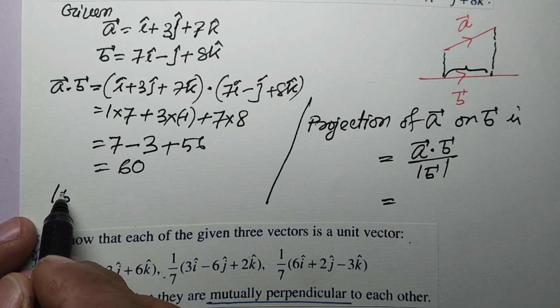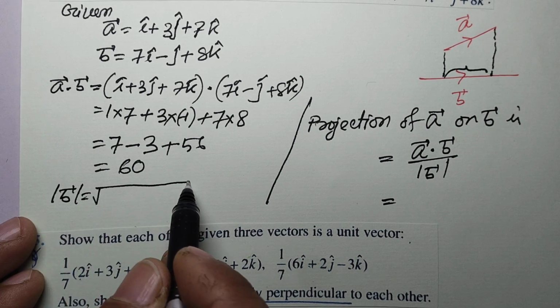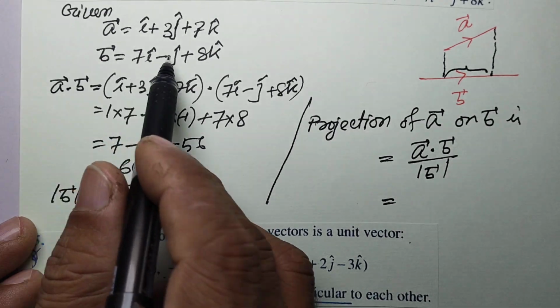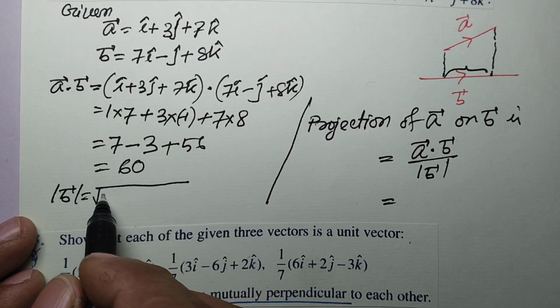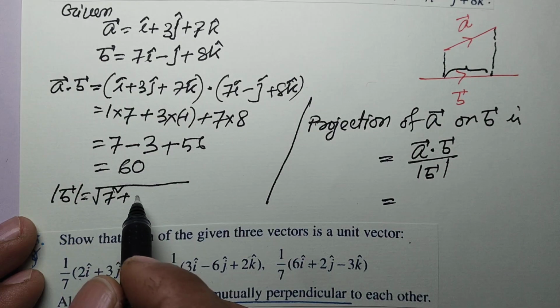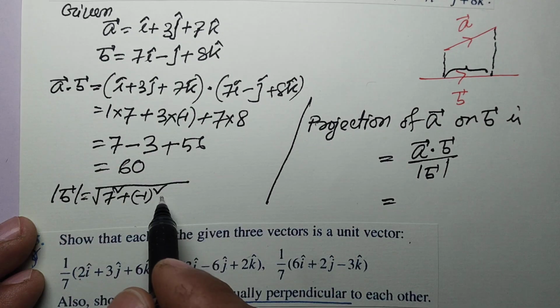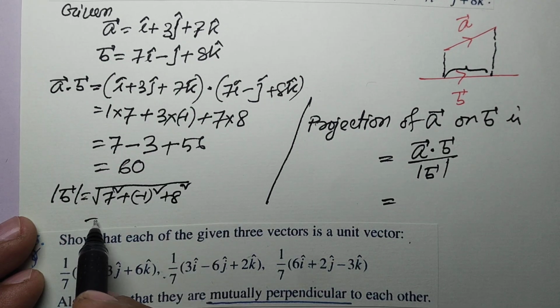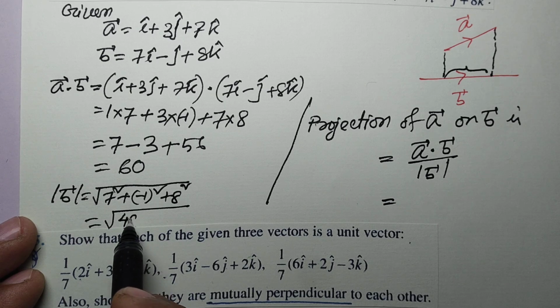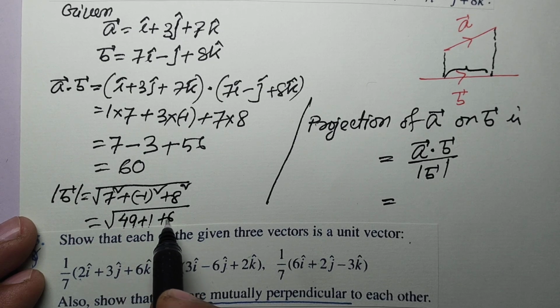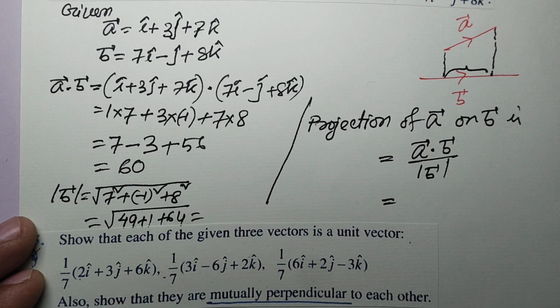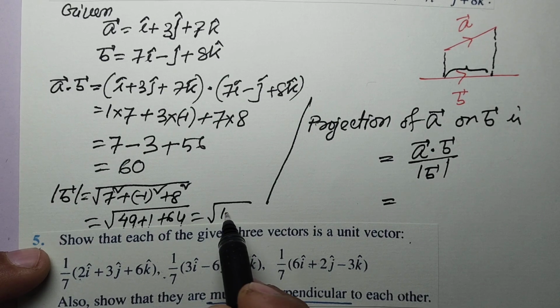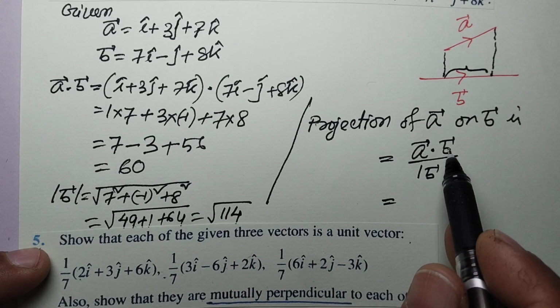Then we will find the magnitude of B. This is the vector B, and its magnitude is the square root of coefficient of I, that is 7 squared, coefficient of J, minus 1 squared, coefficient of K, that is 8 squared. So it will be 49 plus 1 plus 64, so it is 114.